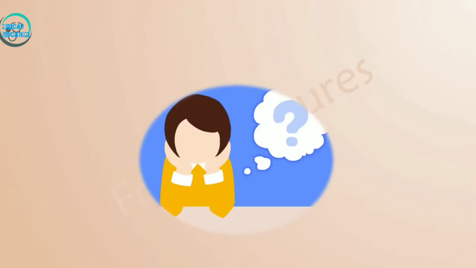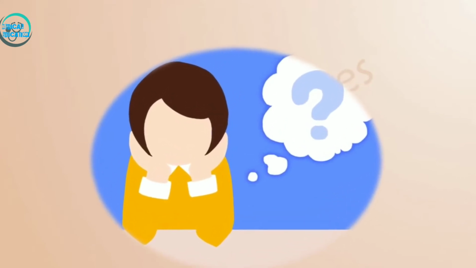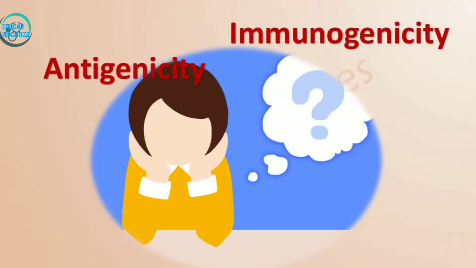In this video lecture we'll talk about two more confusing terms in immunology. These are antigenicity and immunogenicity. To understand these terms, we should have an idea about how adaptive immune response works. So, let's understand first how adaptive immune system works.